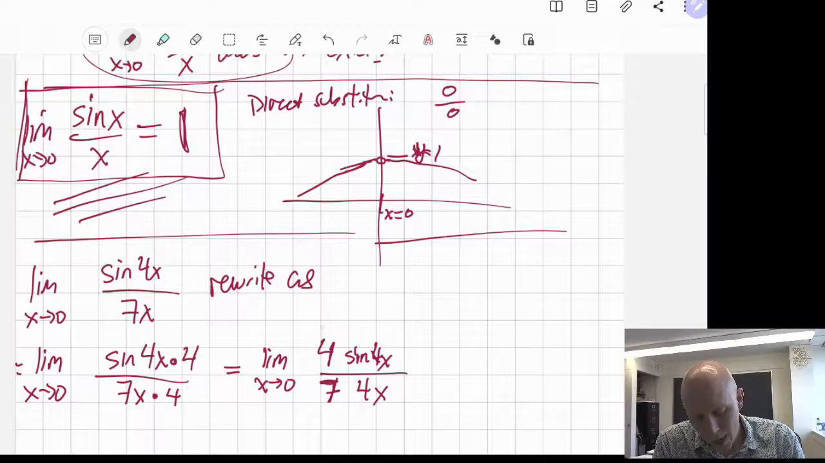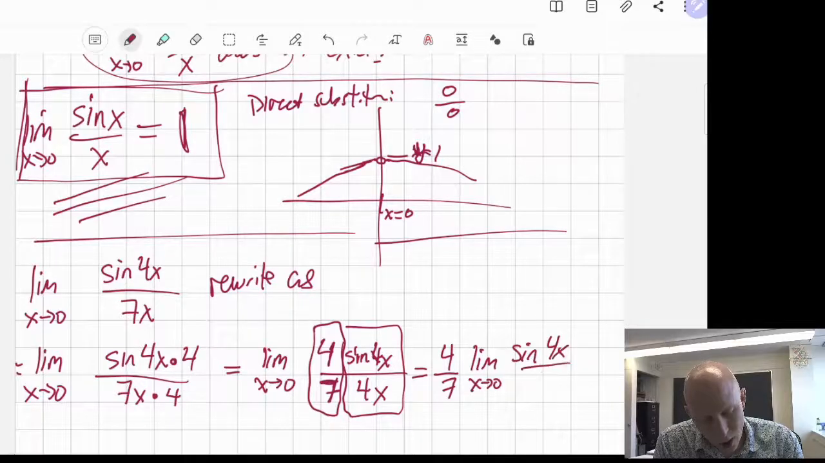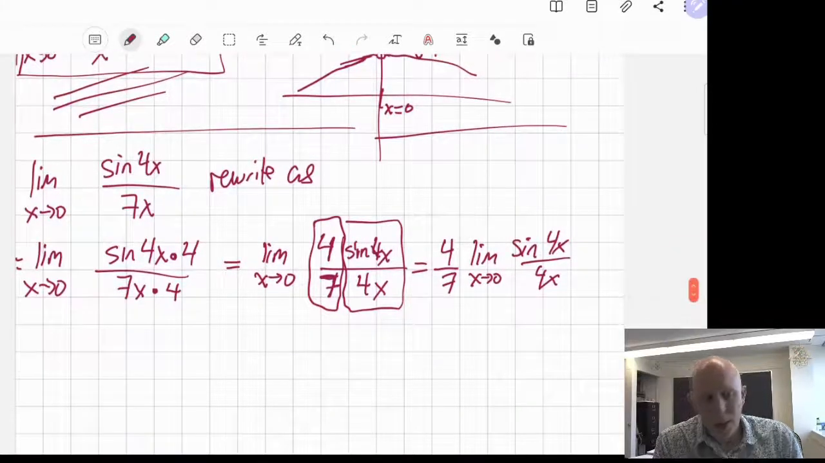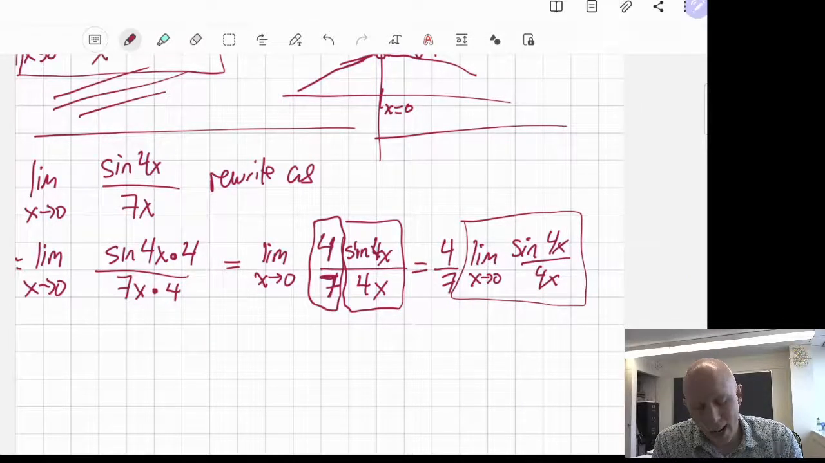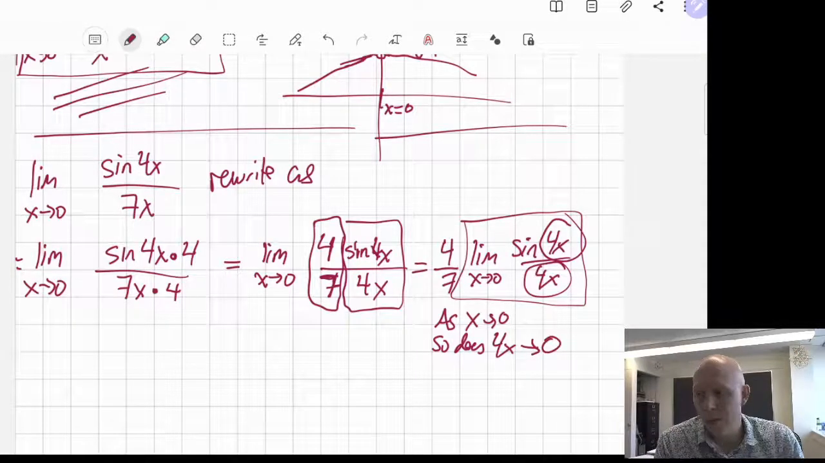So now what we have is some constant times sine of something over something. And so this is going to be equal to 4/7 times the limit as x goes to 0 of sine of 4x over 4x. And so the key observation now is that as x goes to 0, so does 4x.